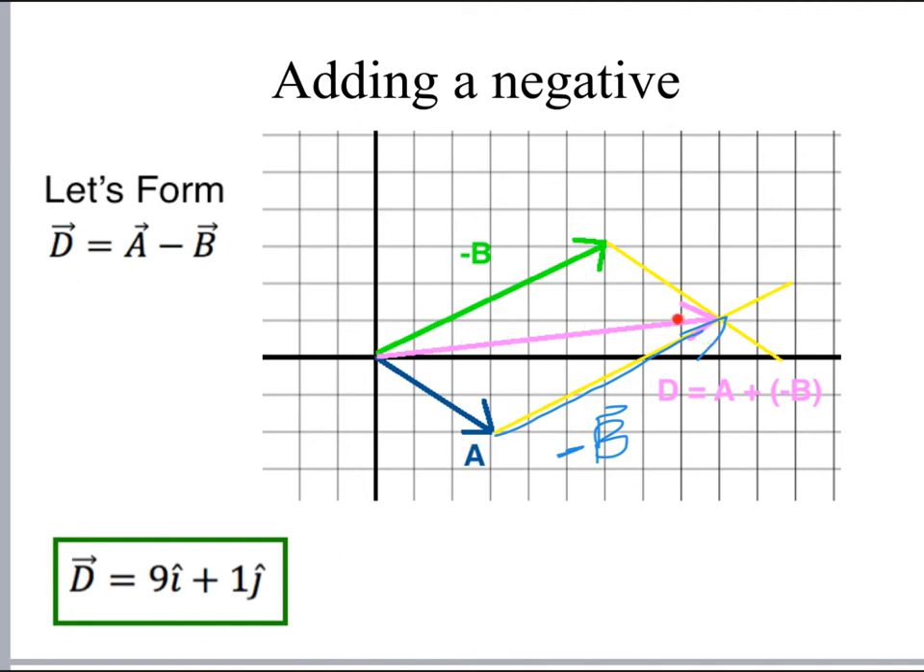And so this pink vector here is a plus negative b, and I can read that directly off the graph, 1, 2, 3, 4, 5, 6, 7, 8, 9 in the i hat direction, and then it's up 1 in the j hat direction. So graphically, we've been able to add these vectors using what we know about vector addition, and because we're adding this negative vector, we're actually doing vector subtraction, which is kind of cool.